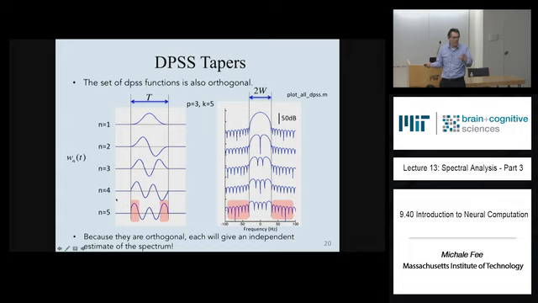Okay. It's a lot all at once. Just remember that for a given width of the window in time and width in frequency, there are multiple of these functions that put the maximum amount of power in this window 2W.